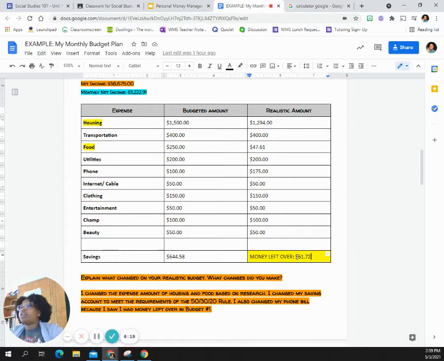Okay. So ideally, you're taking your monthly net income, putting that into the calculator, and you're going to subtract every expense under realistic amount.